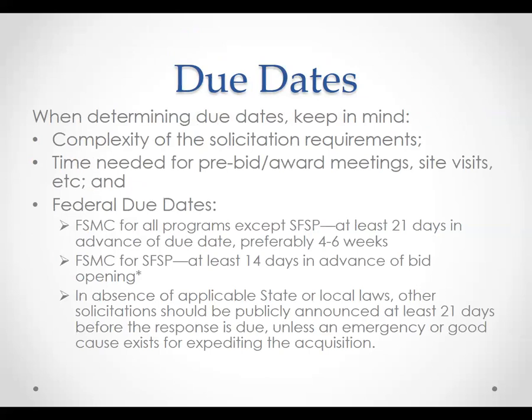When determining due dates, keep in mind the complexity of the solicitation requirements and the time that's needed for pre-bid or award meetings, site visits, etc., and federal due dates. USDA recommends using a 4 to 6 week time period between the advertising of a solicitation and the due date of the bid or proposal.